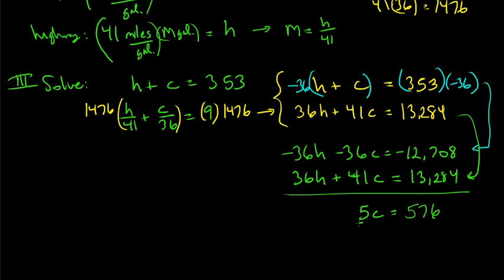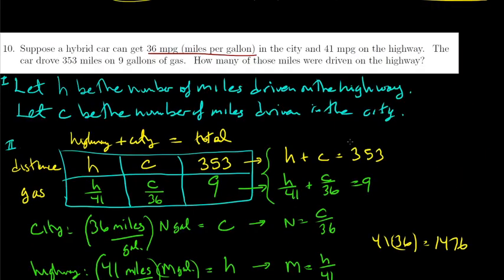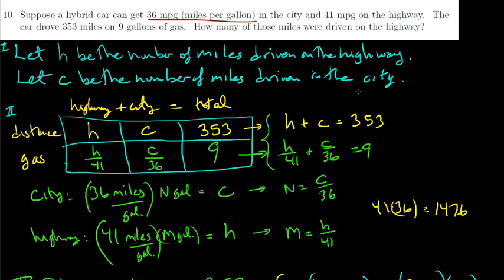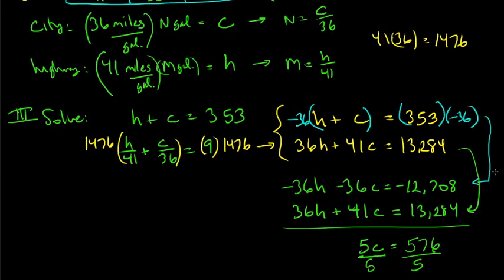And when you divide by 5, you get that C is 115.2. This is miles now, right? So that's how far we drove in the city. Unfortunately, that wasn't the question. The question was how many miles were driven on the highway. So yeah, we're looking for H, not for C.